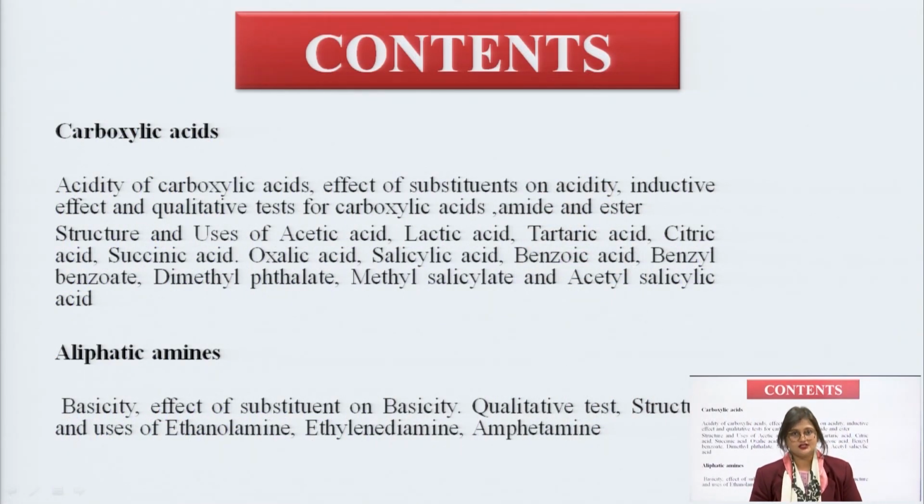As we had already discussed, under unit 5 we shall be dealing with carboxylic acids per se and amines, that is, the aliphatic carboxylic acids and aliphatic amines. Under aliphatic carboxylic acids, we will be dealing with acidity of carboxylic acids, effect of substituents on acidity, the inductive effect, and a few qualitative tests for carboxylic acids. Apart from this, not only acids, we will also be looking into qualitative tests for amides and esters as well.